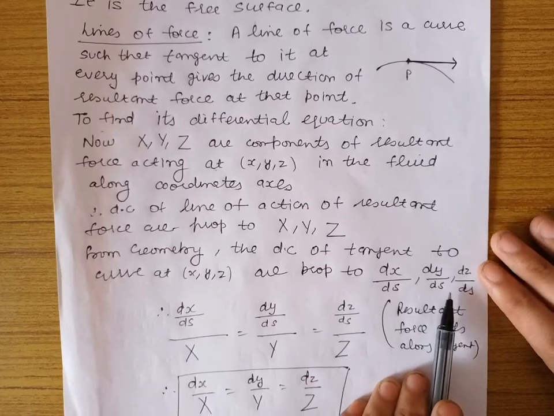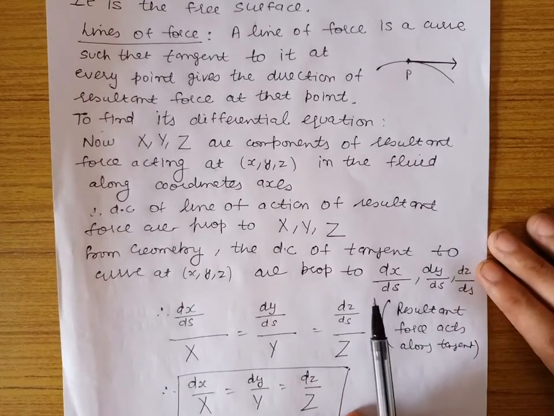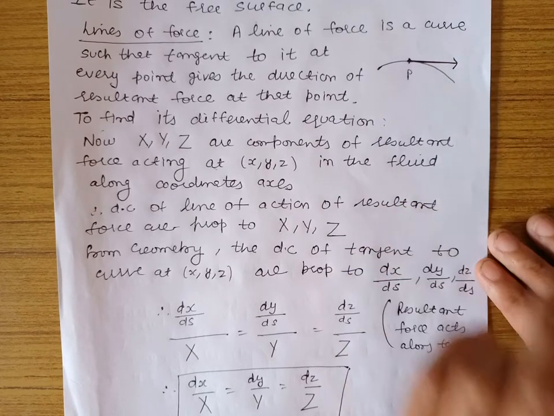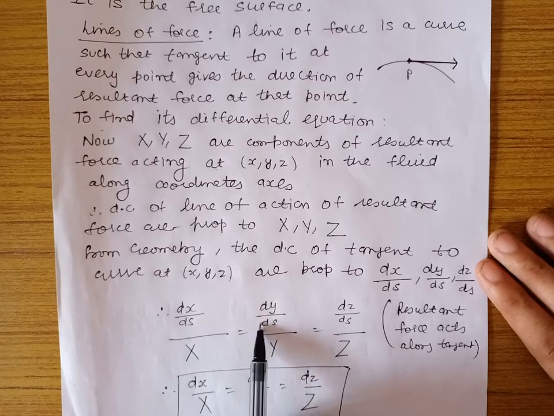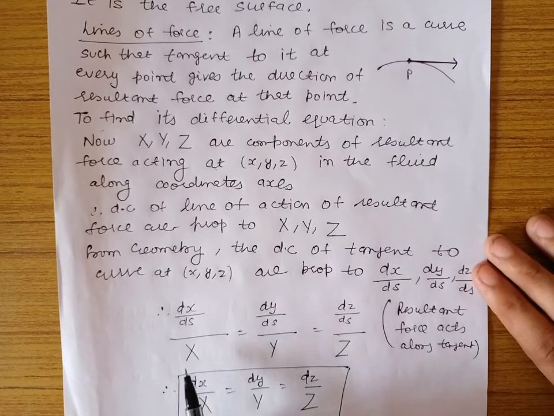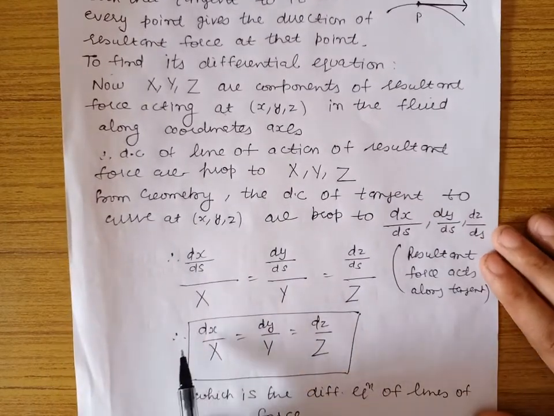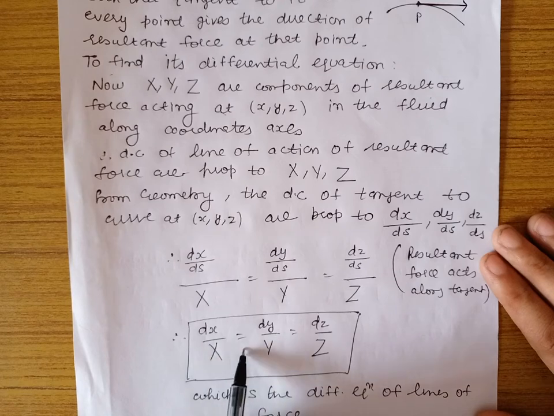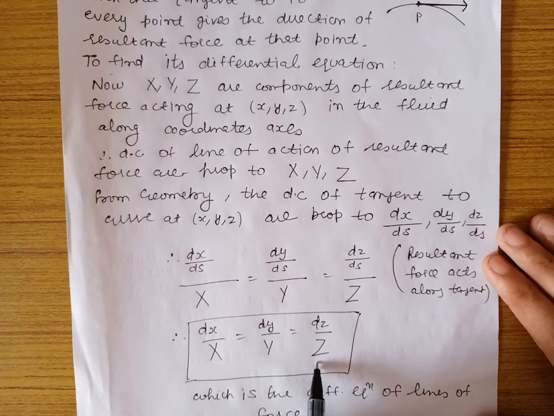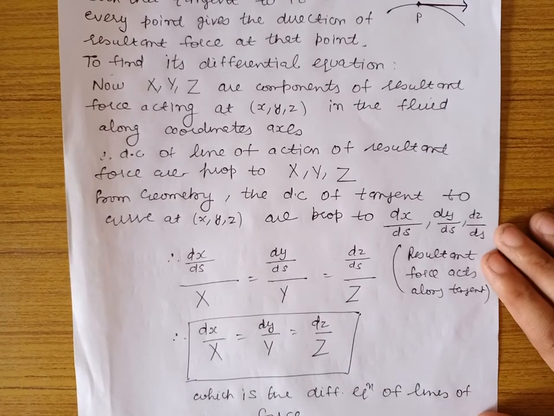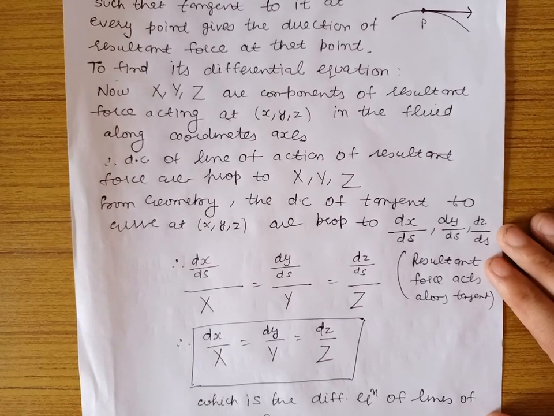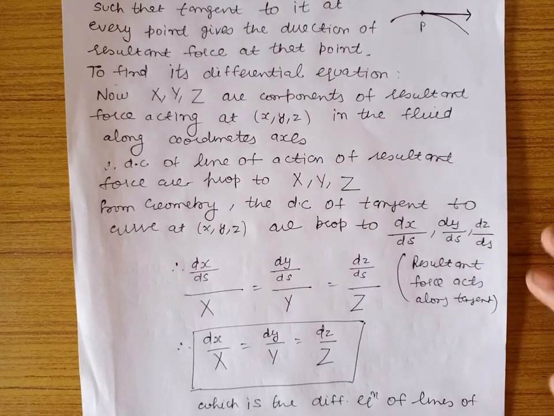Now, by definition of line of force, the resultant force acts along this tangent. So we can say that dx/ds, dy/ds and dz/ds are proportional to X, Y, Z. So from here we can say that dx/X is equal to dy/Y is equal to dz/Z. So this gives us the differential equations of lines of force. So we will use these equations in our numerical problems.